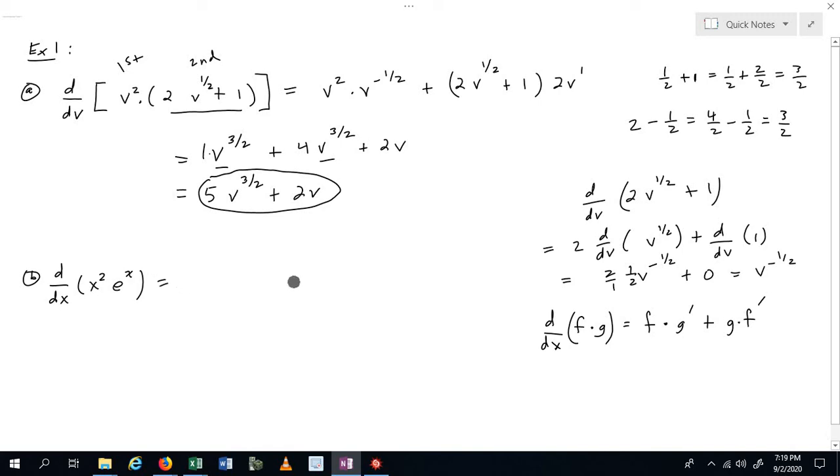Okay, let's just do this last one here. So again, this is a product. It's x squared times e to the x, and we want the derivative of that product.